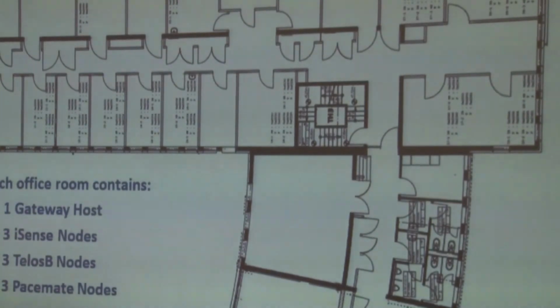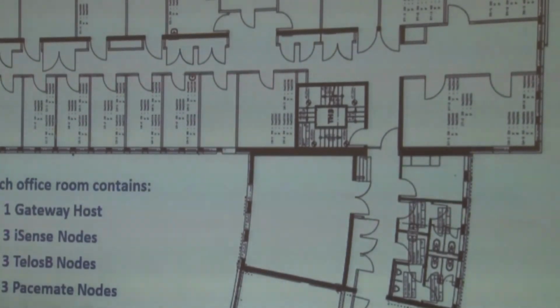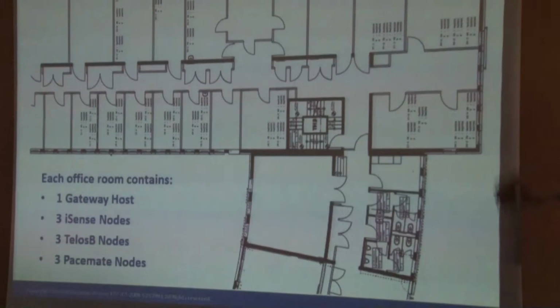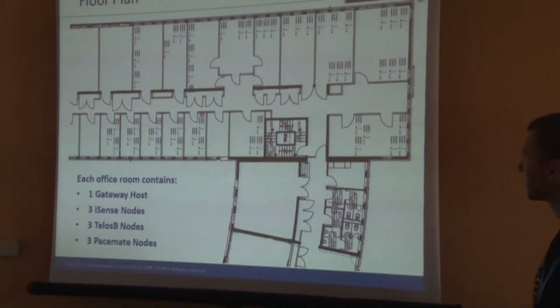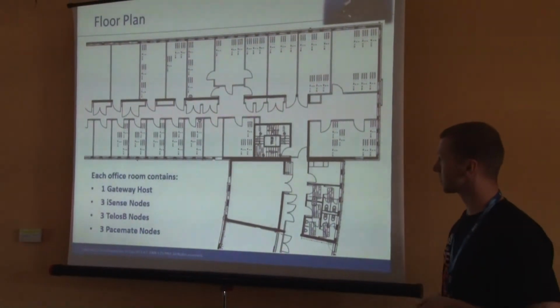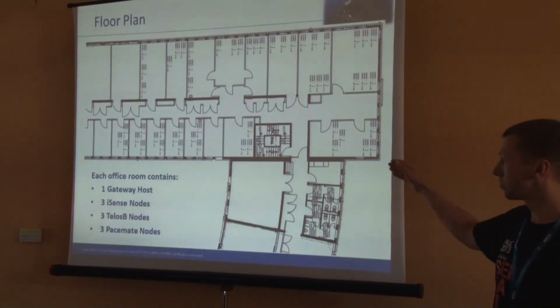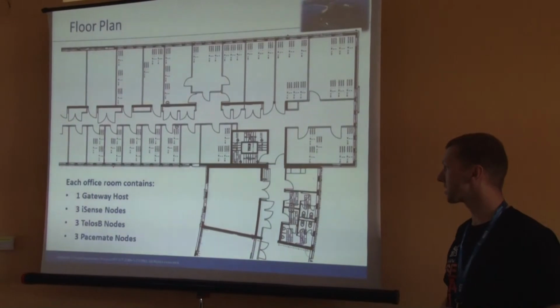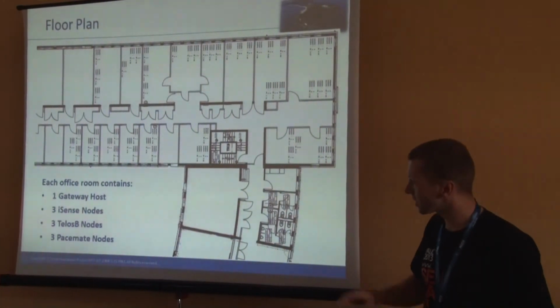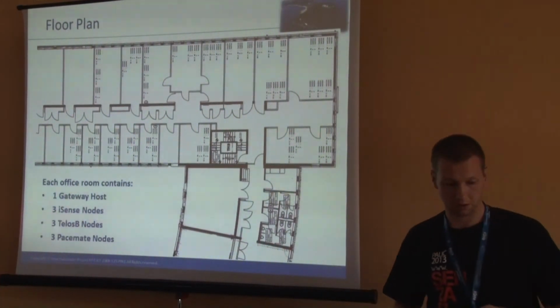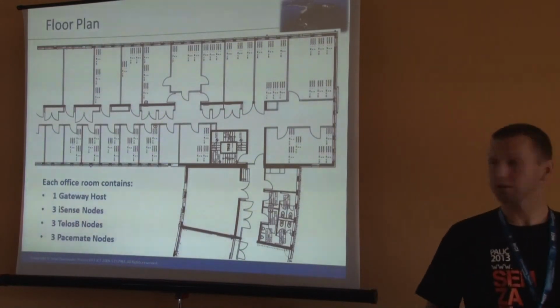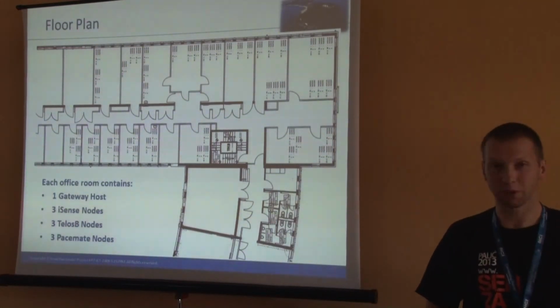So all in all, we get this big picture. You can see all the different nodes here. If you would zoom in, you would see that this is the individual MAC addresses of the nodes, so that's our floor plan. And every room in the testbed contains 1 gateway host and 3 iSense, 3 Telos B, and 3 PaceMate nodes. Yeah, and basically that's the Lübeck deployment.